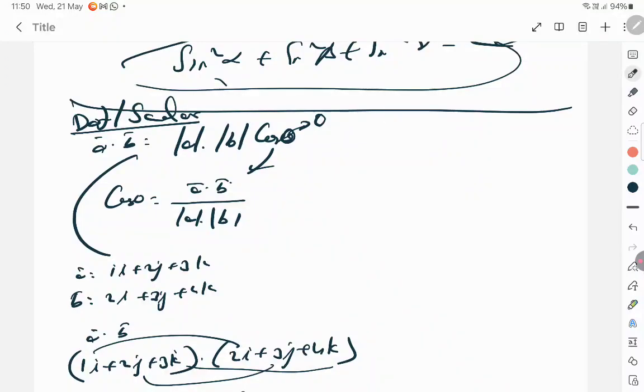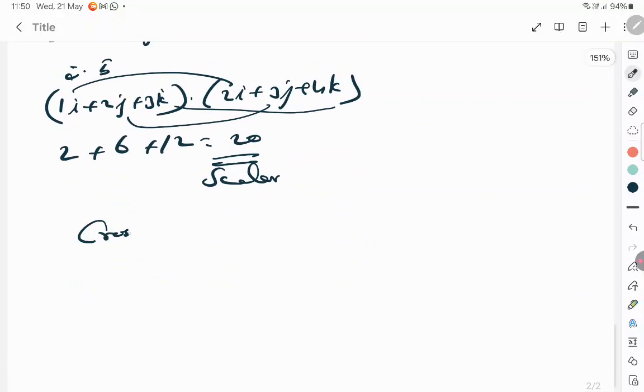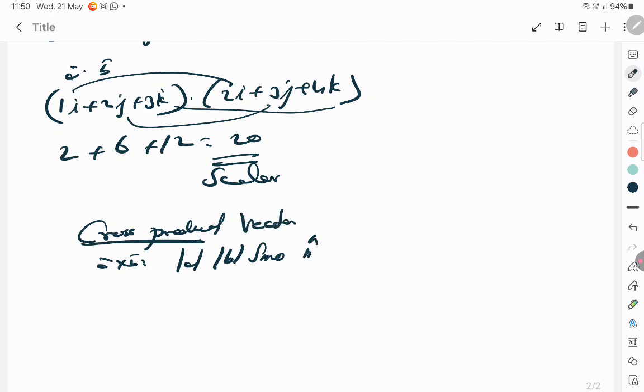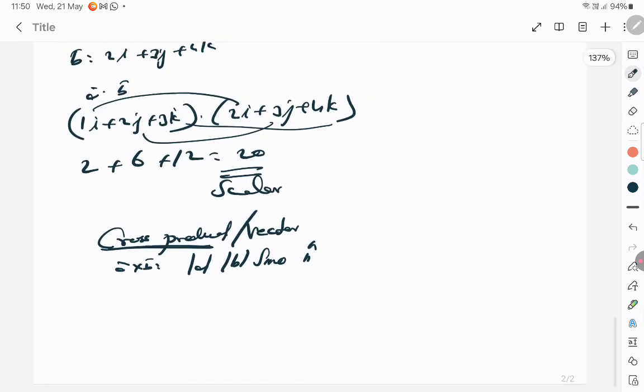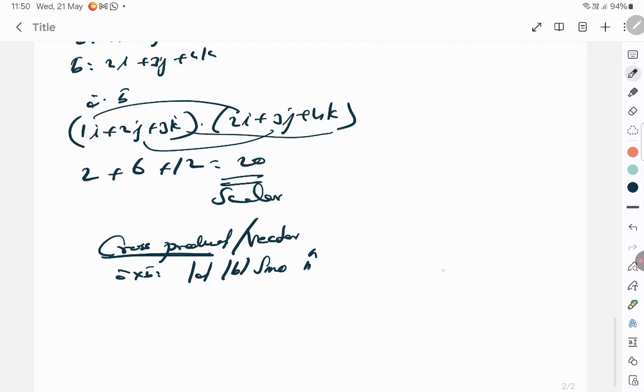Okay, so let's talk about the cross product. A cross product is one in which you do A cross B, which is the magnitude of A times the magnitude of B times sine theta times n cap, because a cross product is a vector product. The answer will still remain a vector. So I'll just tell you how to cross it.